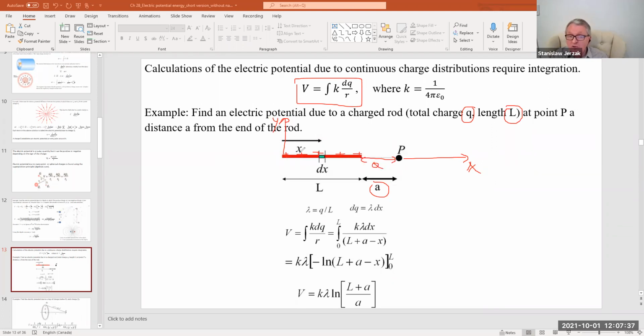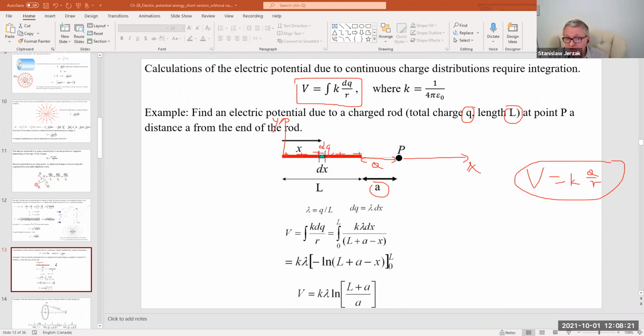To calculate potential due to the entire rod, I have to do integration, because remember that this formula V equals KQ divided by R is only valid if Q is a point charge or a spherical charge. You cannot use this expression if the charge has a continuous distribution, like on a rod or on a ring. Then we have to divide the rod into tiny chunks, tiny parts. One is indicated. Let's say the length of that tiny chunk is dx, and the amount of charge on that little element is dq.